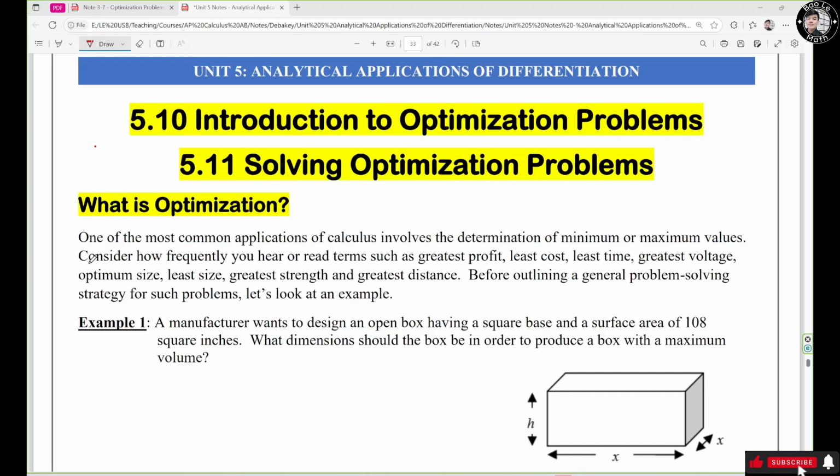Hello everyone, in this video we're going to explore topic 5.10 and 5.11, optimization problems. One of the most common applications of calculus involves the determination of minimum and maximum values. Consider how frequently you hear or read terms such as greatest profit, least cost, least time, greatest voltage, optimum sign, least sign, greatest strength, or greatest distance. Before outlining general problem-solving strategies for such problems, let's look at an example.